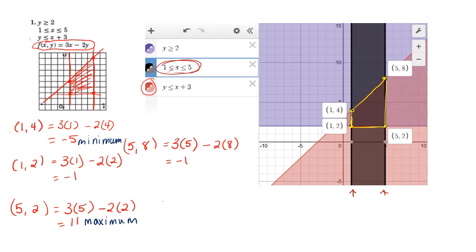There we go. So the maximum value is 11. The minimum value is negative 5. So you graph the inequalities, find their vertices, and then substitute those vertices into your given function of x and y.